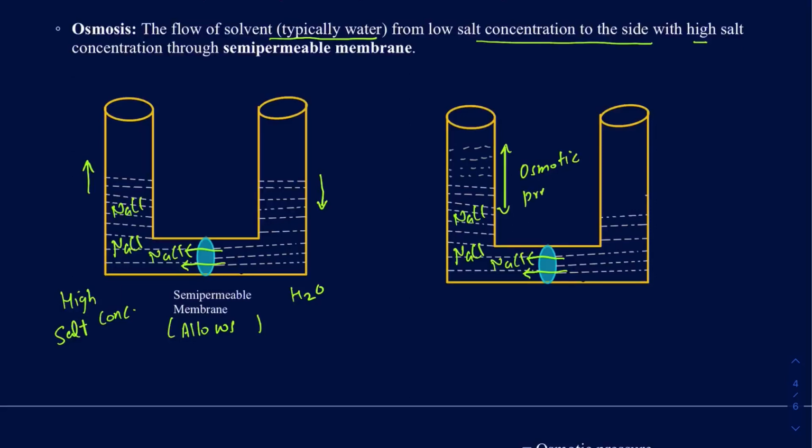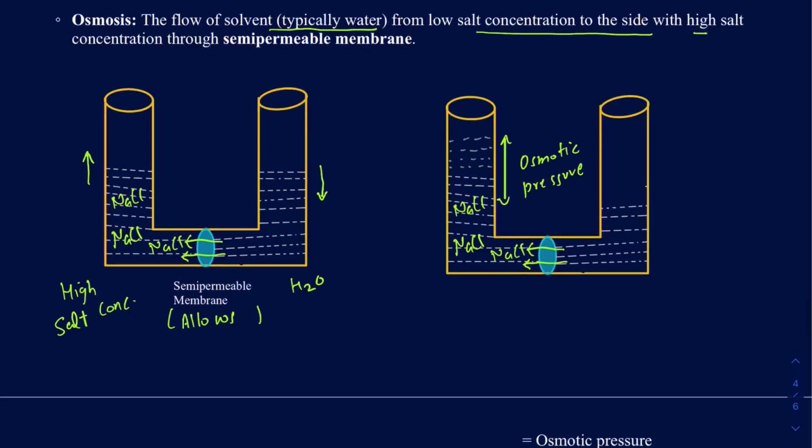Another way of saying it: if you can apply enough pressure to stop the flow of water into the left compartment, that's also going to be your osmotic pressure. And if you have to measure the osmotic pressure, you measure what the height is going to be using a ruler, and then you can say that in terms of either millimeters of mercury, centimeters of mercury, or even meters of mercury, depending on how high it goes.